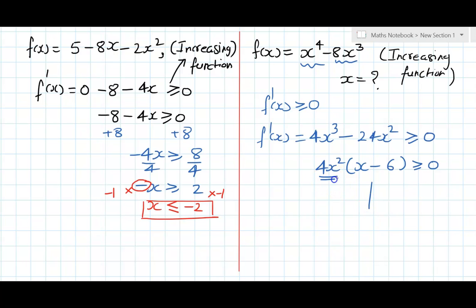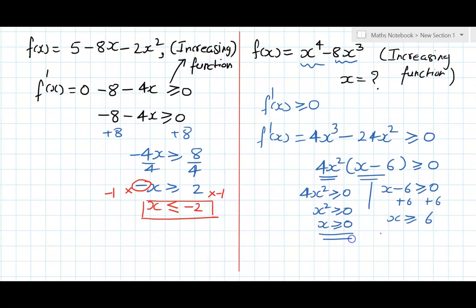So there are two terms, this one and this one. If 4x^2 is greater than 0, divide by 4 both sides, x^2 is greater than 0, then x is greater than 0. And if x - 6 is greater than 0, if you add 6 to both sides, x will be greater than 6. So there are two answers: first is x greater than 0 and x greater than 6. Is that okay, guys?